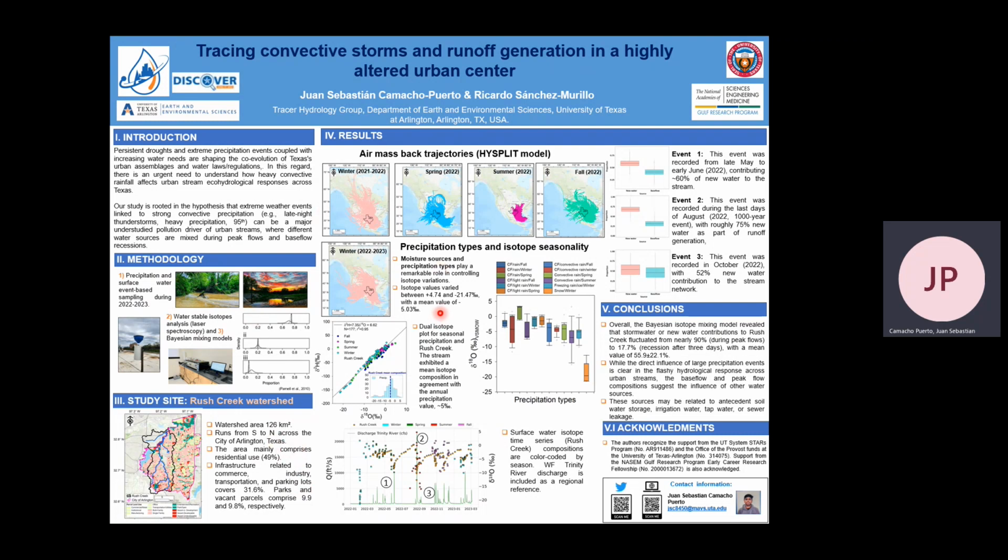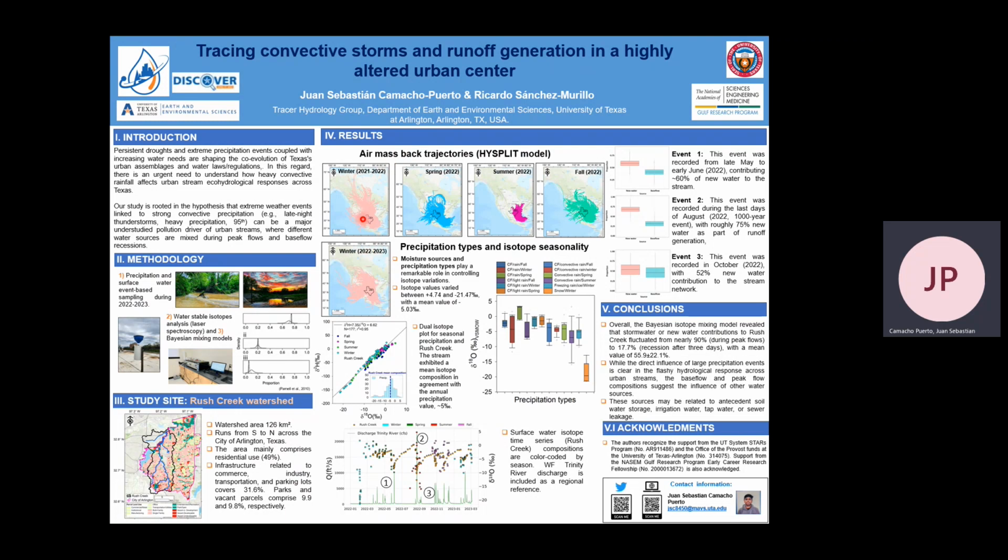Now, to understand the isotopic composition, we first need to know the moisture source or air mass that produced this precipitation. So we developed air mass back trajectories with the HYSPLIT model to see where the air mass that produced this isotopic composition came from.